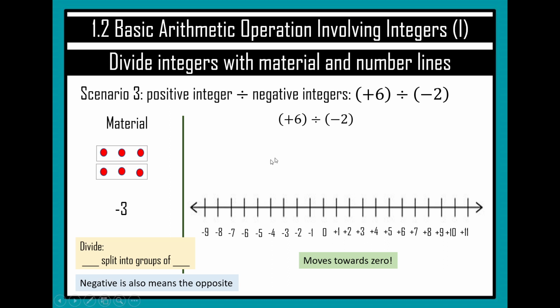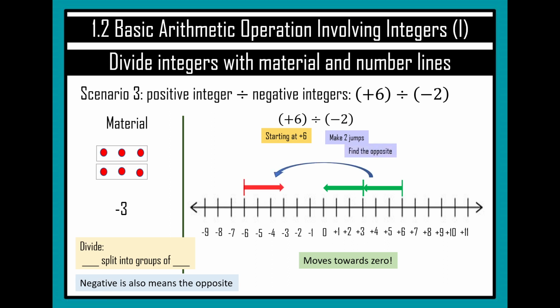Okay, on the number line, we're going to start at positive 6. Make 2 jumps, and each jump is actually 3. But because there is a negative, it means that it is the opposite, so I'm going to reflect them. And each jump is 3.